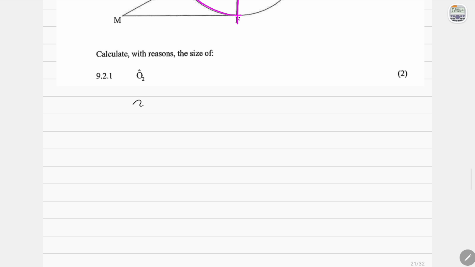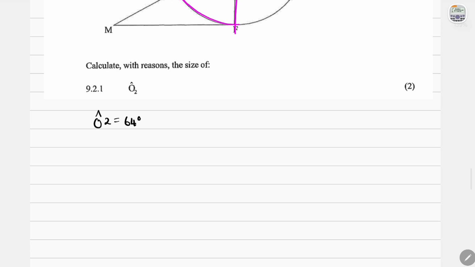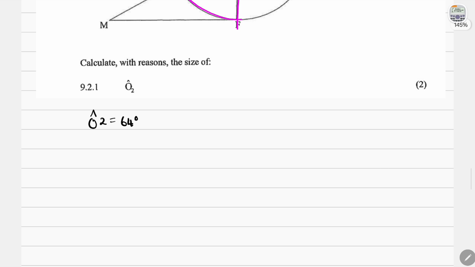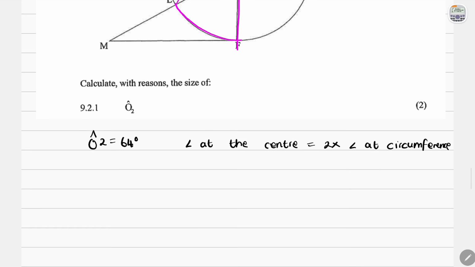And so we can just tell them angle O2 is equal to 64 degrees and then give them our reason. Angle at the center, you can just copy it from the previous one, just shorthand it so it doesn't take so long to write. Okay, so there we go. And that is it for that question.